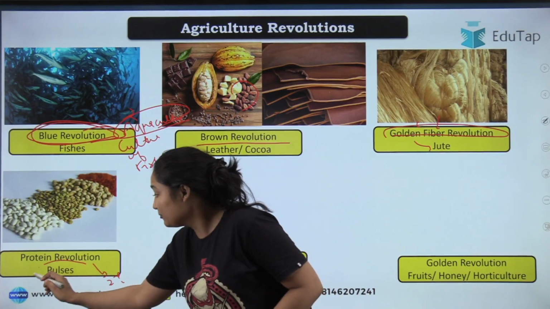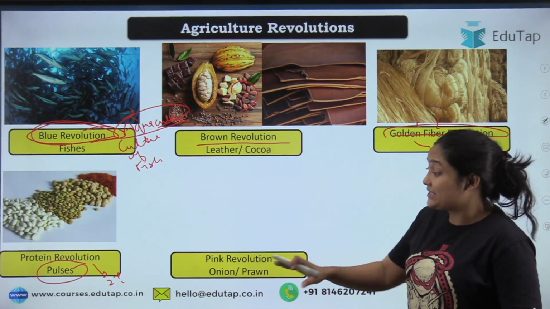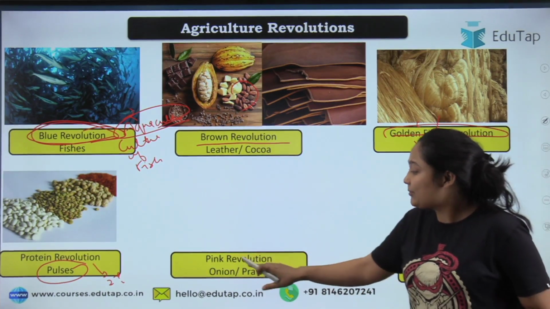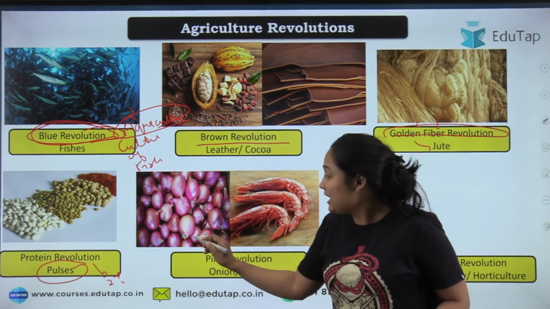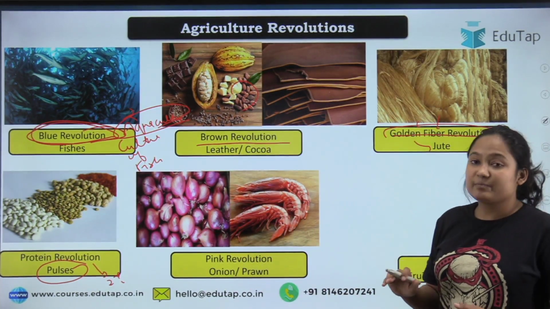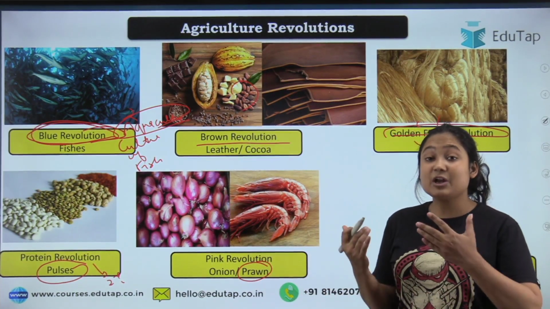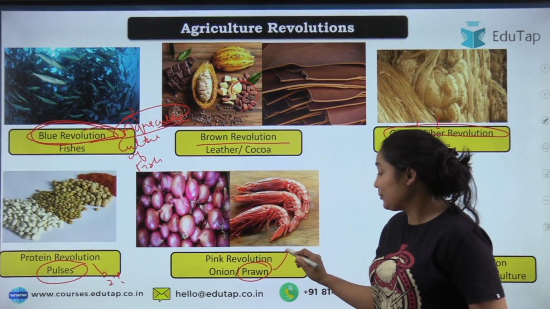That means we are trying to grow more and more pulses, as they are a good source of protein. That's why it is the protein revolution. Then talking about the pink revolution, it deals with two commodities: onion as well as prawns. And when we are talking about prawns, we are not only talking about production, we are also talking about export.